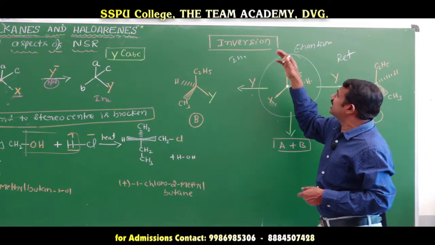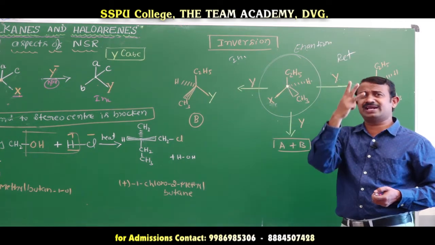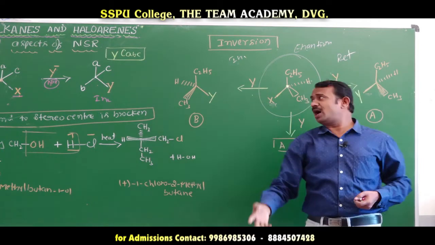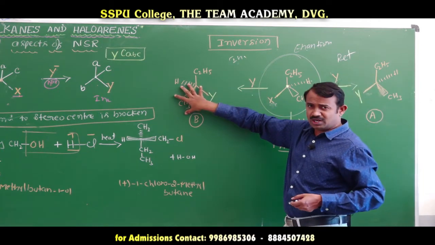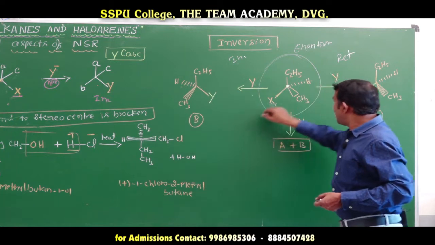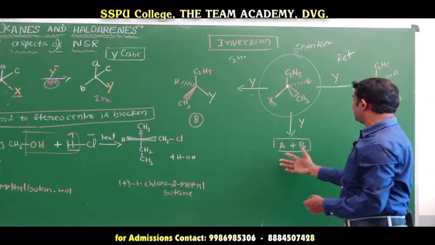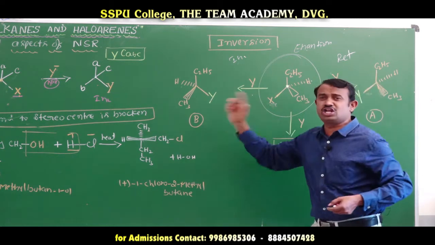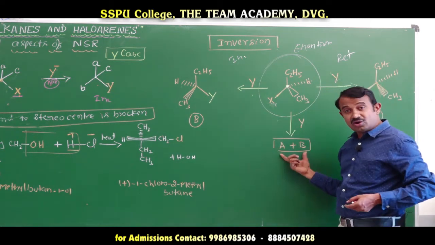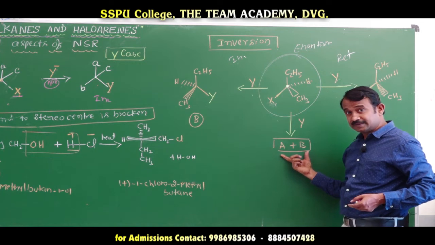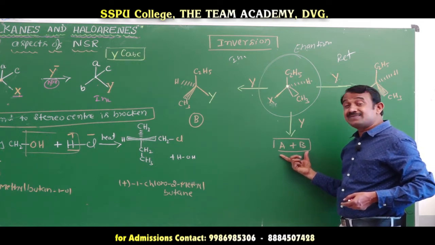Suppose here the inversion configuration, what will happen? We will get three products. First one is a product with inversion, and another with retention. Sometimes both A and B, retention and inversion, will form, and a dextro and levo product will form in equal amounts. That is called the 50-50% product, the racemic mixture.